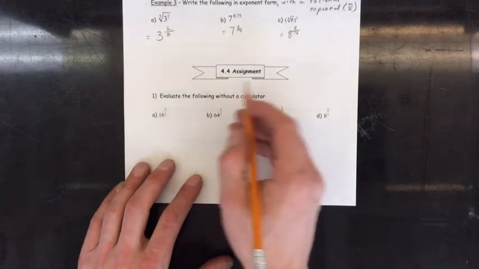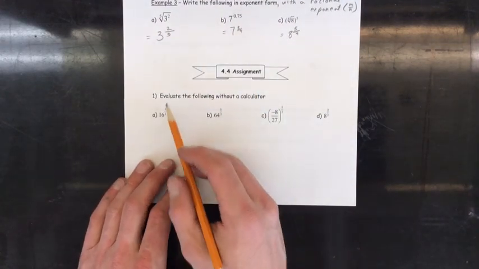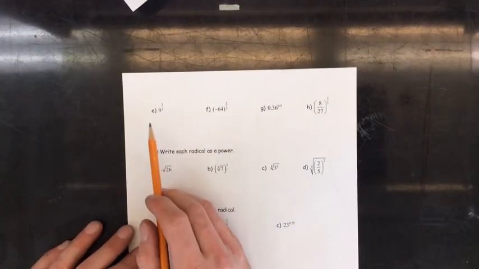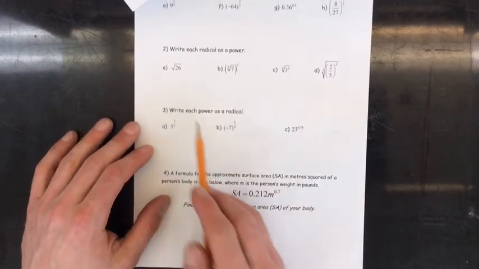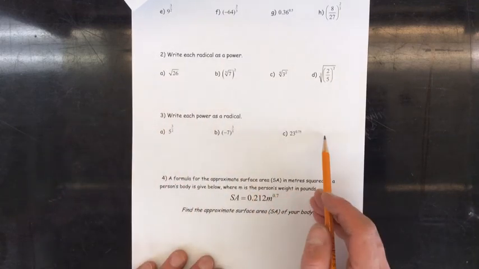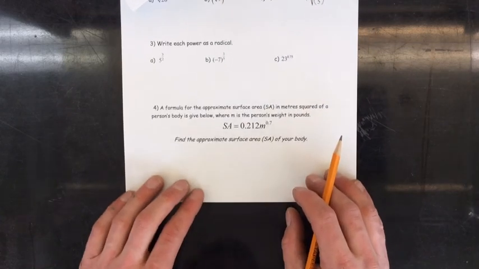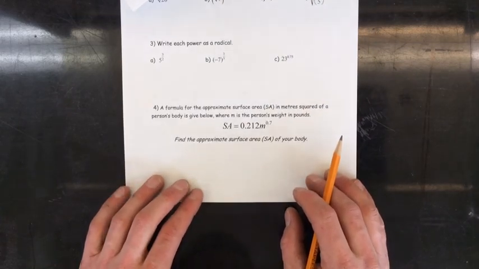So your task is to do section 4.4 assignment 1, A through D, E, F, G, H, number 2, number 3, and number 4 is a word question to figure out the surface area of your body. If you need any help, let me know. Good luck.